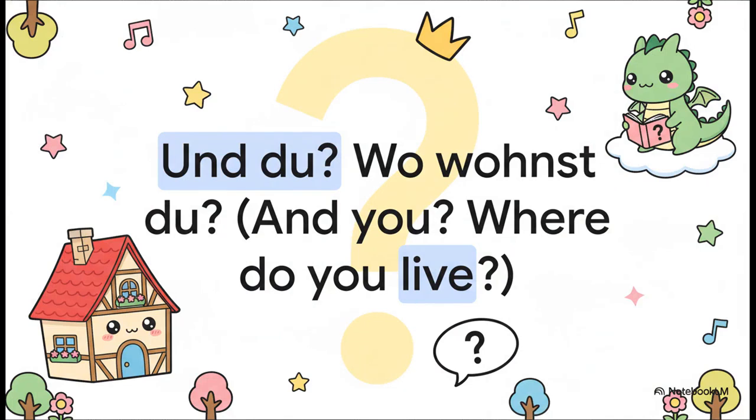So now it's your turn to actually use what you've learned. I'm going to leave you with a question using the grammar we just went over. Und du, wo wohnst du? That means, and you, where do you live? Give it a shot, see if you can answer that for yourself.